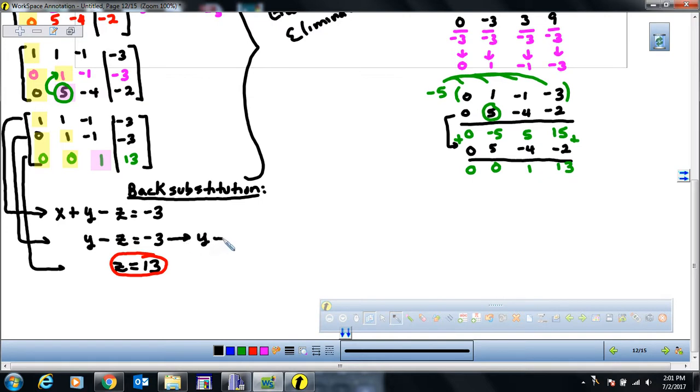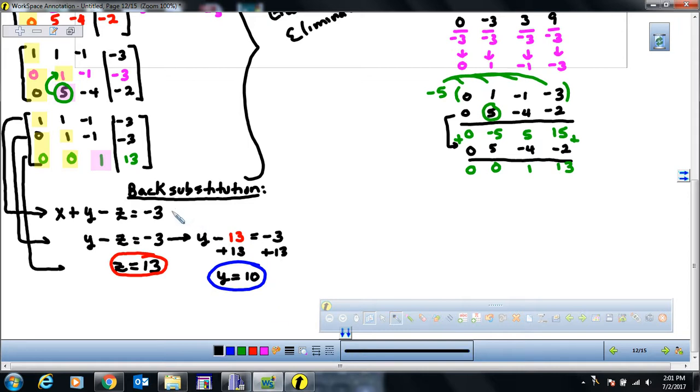So it's y minus, and we already know that z is equal to 13, so I'm going to put the value of z as 13, and that equals -3. And to solve for y, all we have to do is add the 13 to both sides. So that gives me y is equal to 10. So that's the value of y. So we already know that y is equal to 10 and z is equal to 13.